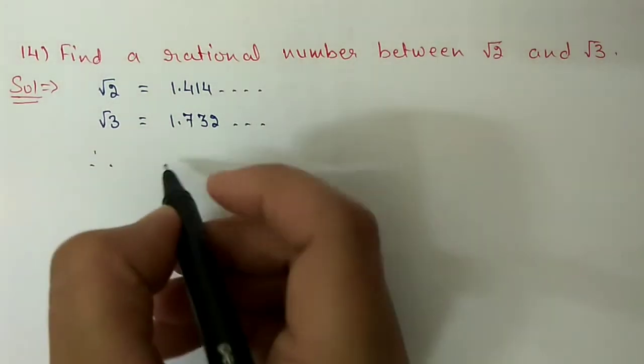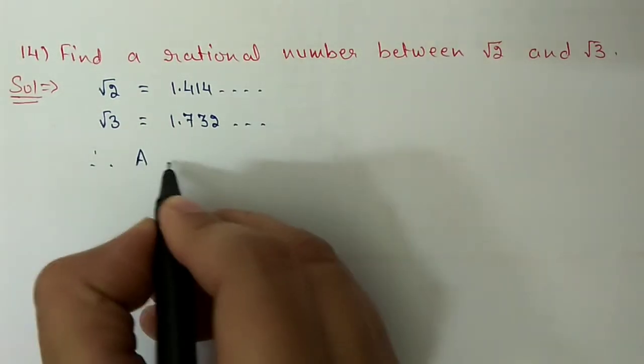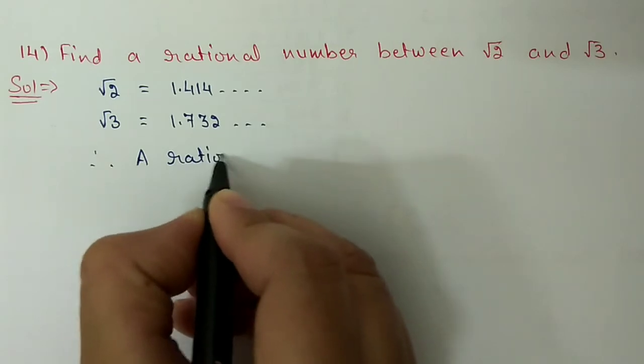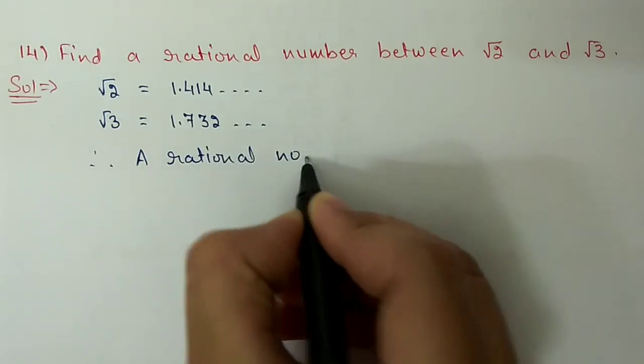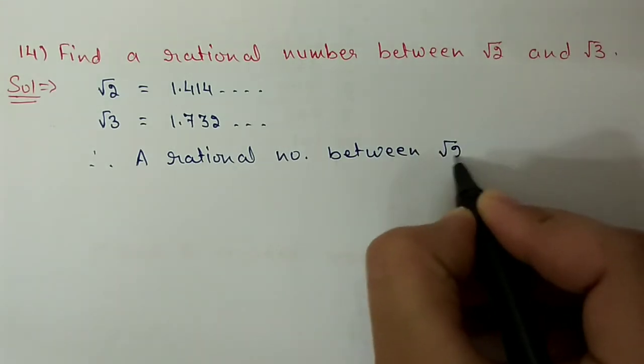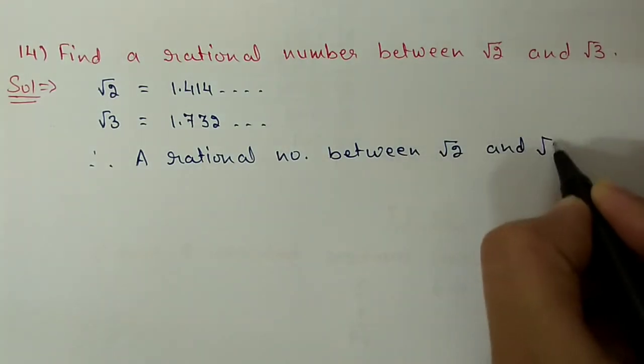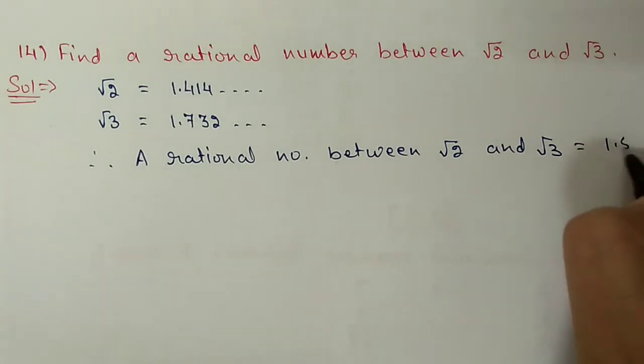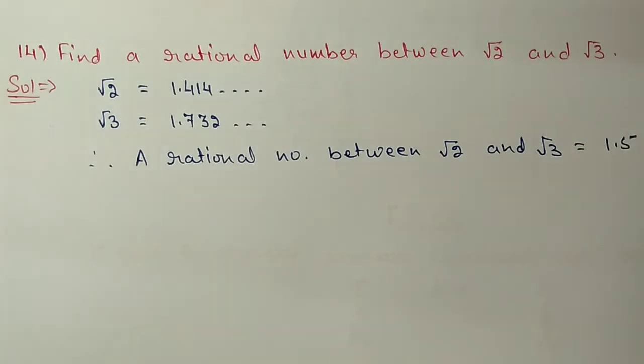Therefore a rational number between root 2 and root 3 you can write 1.5, or you can write 1.6, or you can write 1.55, like this, up to terminating decimal.